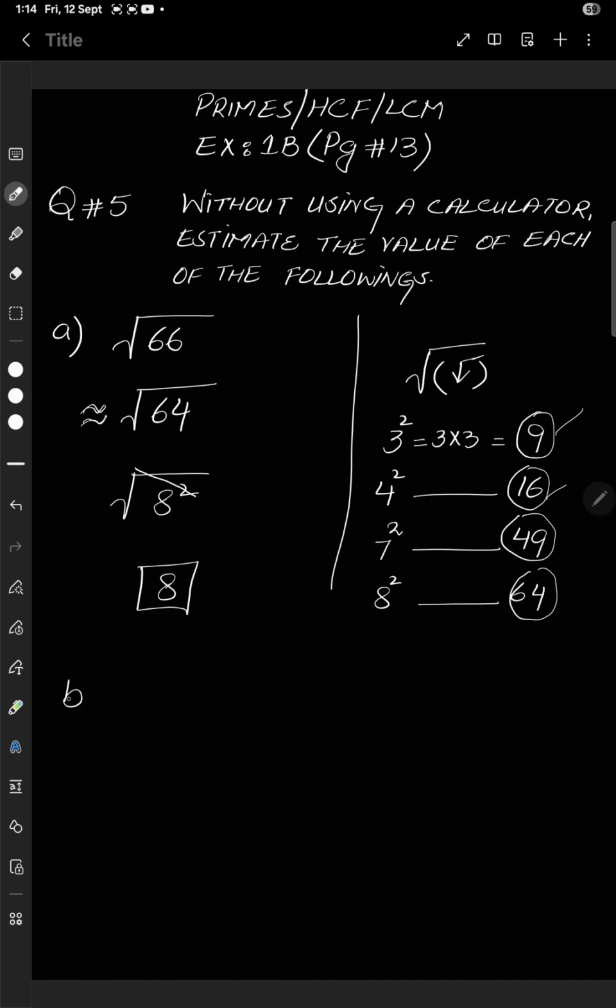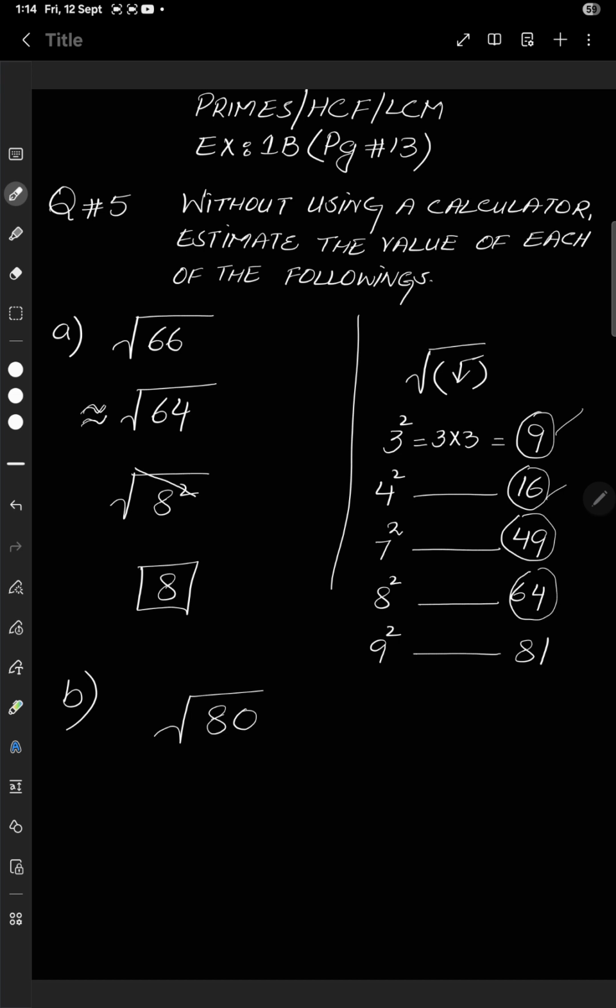Let's go for the B part. In B part, they are saying square root of 80 find out करें, and 80 again is not the perfect square of any number, because if we take 9 square, the answer will be 81. When we take 8 square, the answer is 64, which is very much less than 80. If we take 9 square, the answer is 81, which is greater than 80.